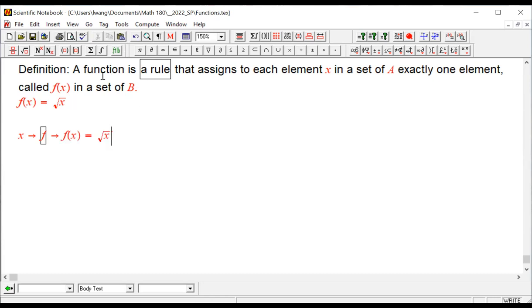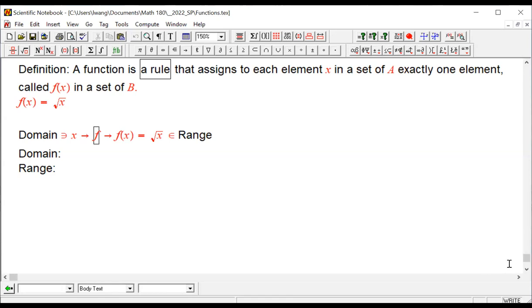Okay, so this function assigns to each element x in the set A, which is the domain, exactly one element in the range, right? So here we have to figure out the domain. On the other side, that's going to be the range. So the rule is pretty straightforward. We're going to figure out the domain, and we're going to figure out the range. Then, of course, we're going to do the graph, right?